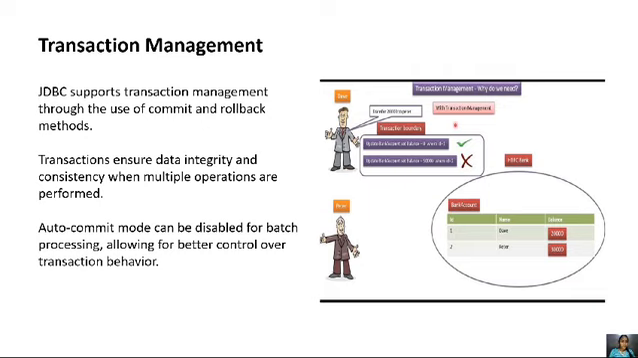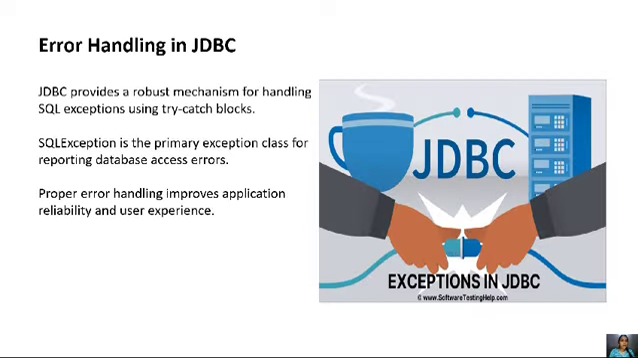Transaction management. JDBC supports transaction management through the use of commit and rollback methods. Transactions ensure data integrity and consistency when multiple operations are performed. Auto commit mode can be disabled for batch processing, allowing for better control over transaction behavior.